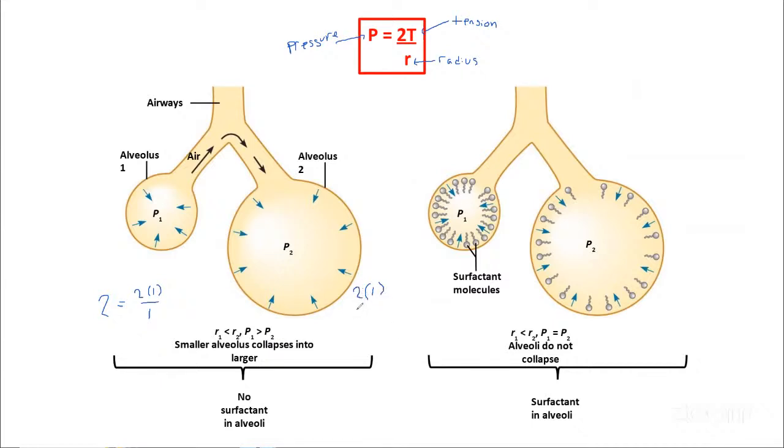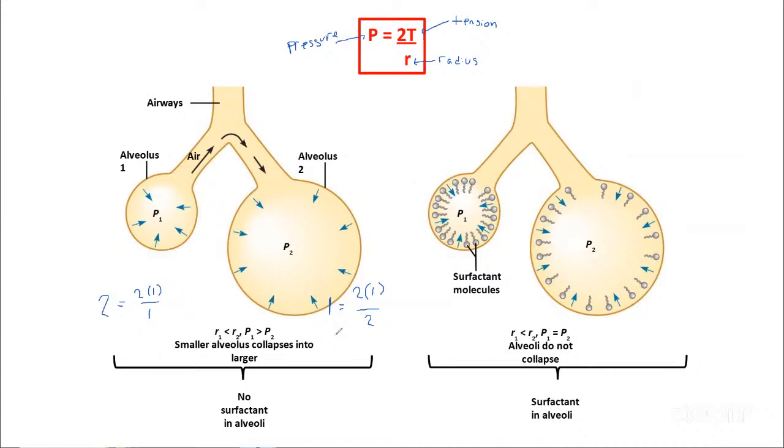Let's say it's twice as large. This is bigger. Okay. So in order for this alveolus to resist that tension, we've created a smaller pressure. We don't need so much pressure. Okay. Which is bad because this means there's a pressure gradient, right?